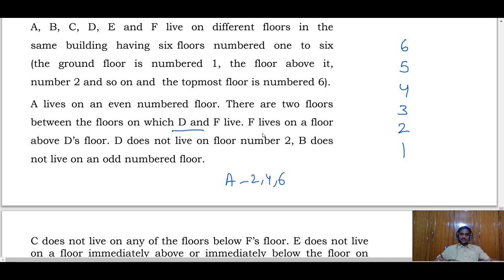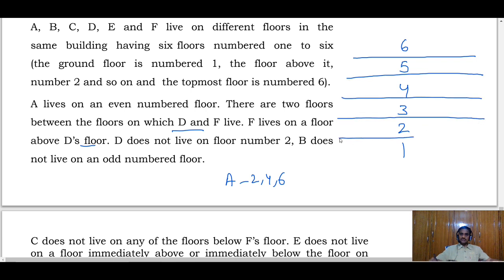And F lives on a floor above D's floor. A lives on an even number floor. And there are 3 different possibilities for this A. Now let us start with 2 different possibilities, 2 and 4 as of now. Now A can be either at this place or A can be here. 2 possibilities. There are 2 floors between D and F.